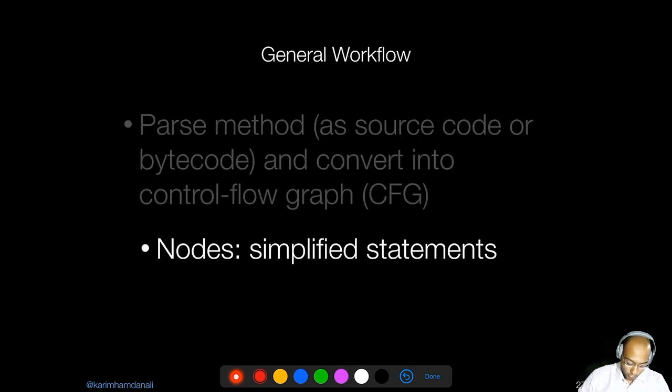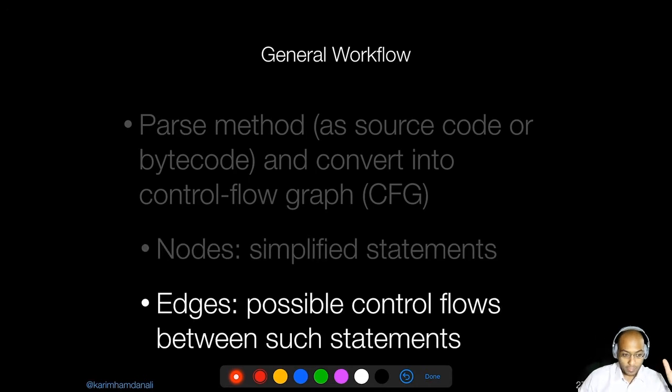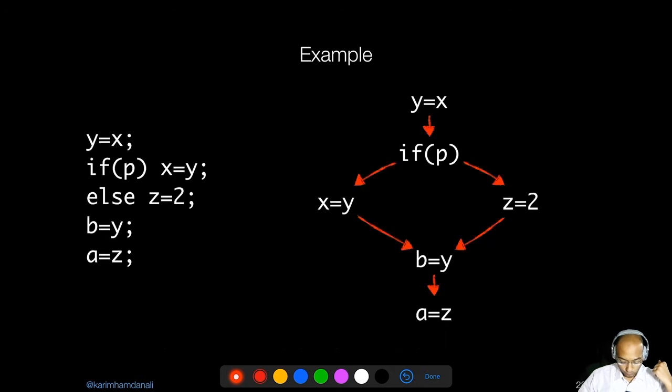Then nodes are going to be simplified statements. They are not necessarily the same statements in their same structure in the high-level language, but they're going to be some simplified form of it. And edges are going to be possible or potential control flows between those nodes and those simplified statements. So nodes are going to be statements. Edges are going to be the control flow, and how the control flows from one statement to the other, or from one group of statements to the other.